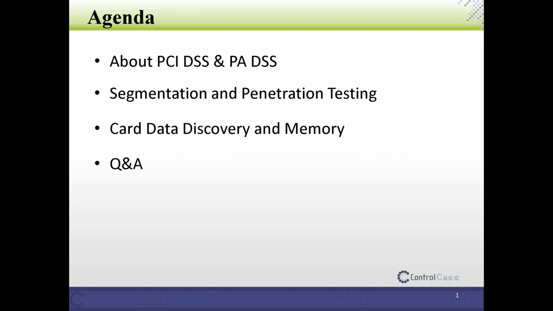Our agenda today will be, for those of you who are new to PCI DSS and PA DSS, to talk a little bit about it. We will then talk about some of the more hotly questioned topics in PCI DSS, where there are a lot of questions and lack of clarity sometimes, which will include segmentation and penetration testing. We'll also talk about card data discovery and how it ties back to PCI DSS and PA DSS. And as I mentioned, as we go along, just feel free to put things in the questions window and we will answer them.